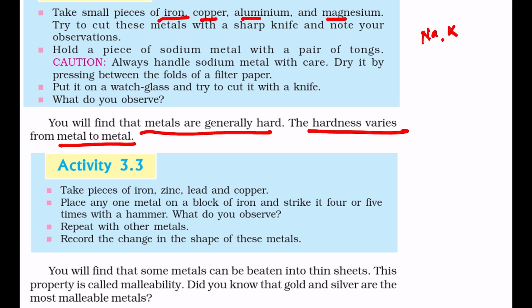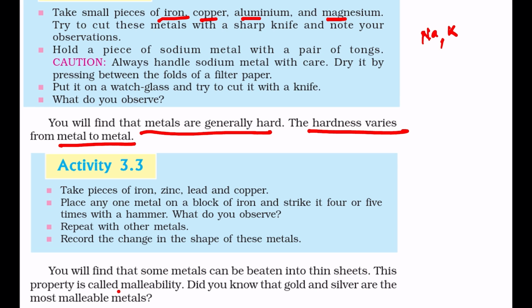Now sodium and potassium metals are very reactive metals, because of which these metals are kept under kerosene. If they come in contact with air, they may react with the oxygen and moisture of the air, and the reaction is very vigorous, and sodium metal may also catch fire when it comes in contact with air.